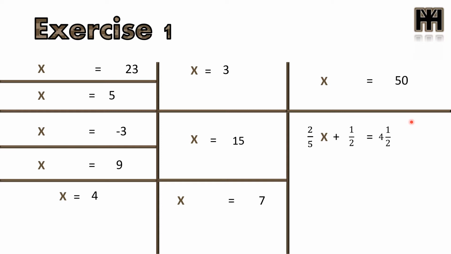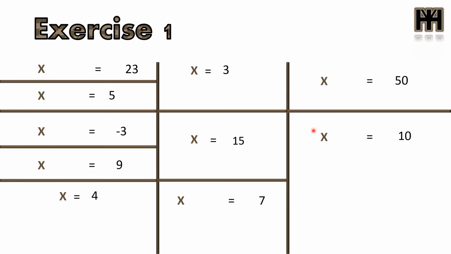We have 2 over 5 x plus 1 over 2 equals 4.5. Remember, what's the first thing to do? The addition and subtraction, then the multiplication and division, then the exponents, then the brackets. First we have an addition, plus half here. We'll send the half to the other side, it will be negative, because it's just an addition and subtraction. 4.5 minus half will give us 4.